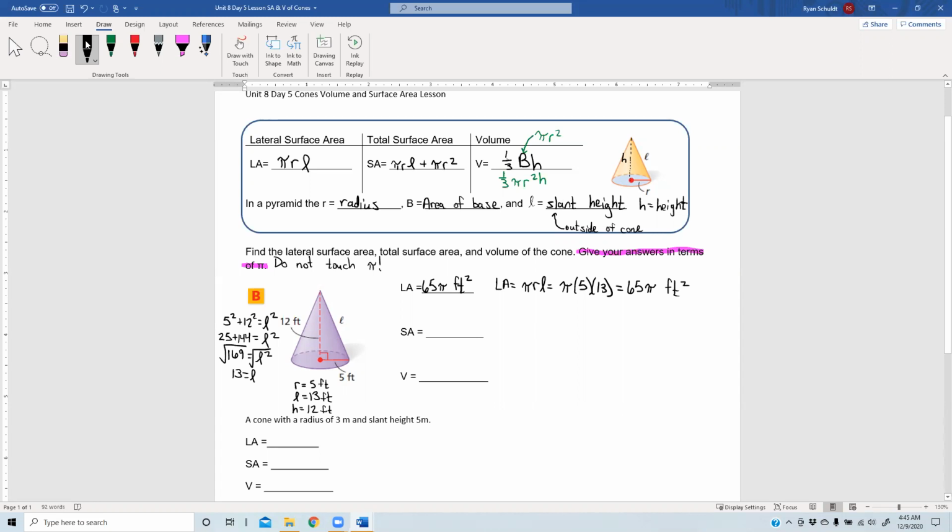Then we have total surface area. Our formula says pi r L plus pi r squared. So pi times 5 times 13 plus pi times 5 squared. Now, since I cannot put pi in the calculator, I'm just going to do the 5 times 13 plus 5 squared. That'll get me 90 pi feet squared.